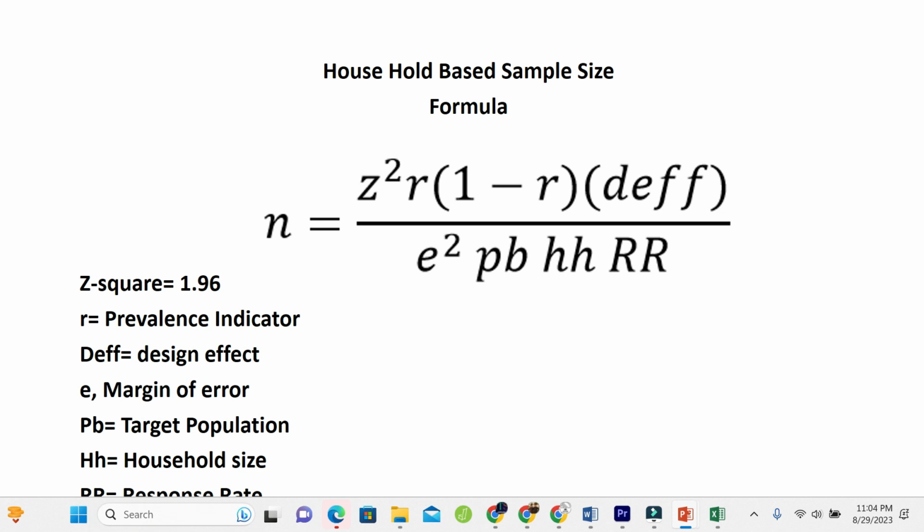and the primary sample unit is the household size. If you look at the formula, we can see the parameters: Z square, which is the critical value, prevalence indicator R, DEF, which is design effect, E, margin of error, PB, target population, HH, household size, RR, response rate. So now let's discuss each parameter one by one.